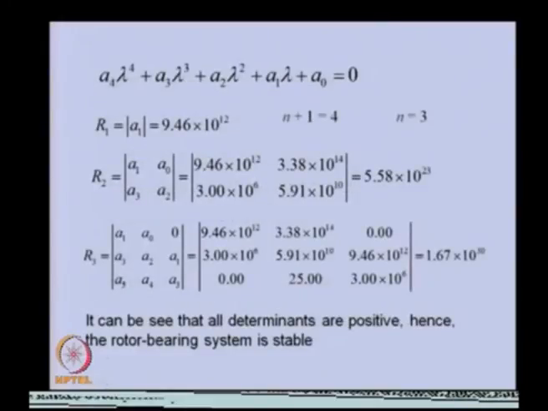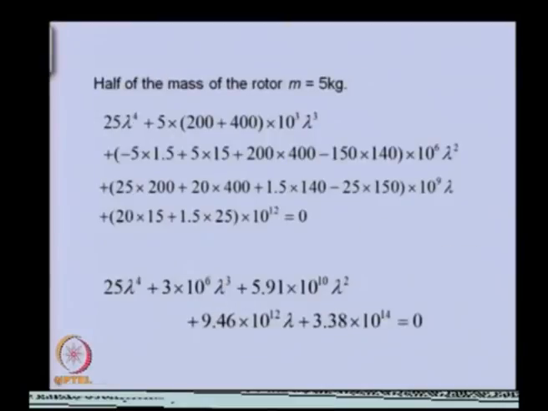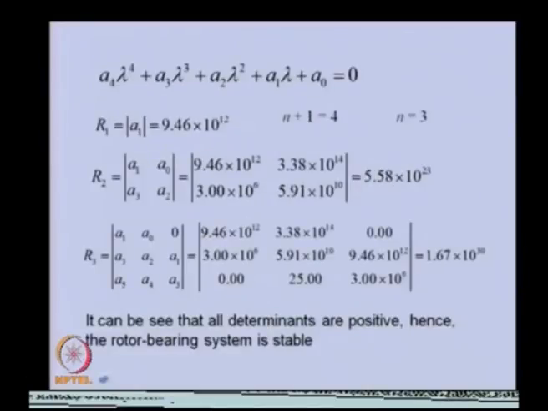Now, we will apply the Routh-Hurwitz criteria for the 4th degree. So, R1 is this one, the determinants. The first criterion is that all the coefficients should have the same sign. You can see they are of the same sign, so the necessary condition is satisfied. Next, these determinants should be positive. You can see R1, R2, R3 are positive. By this we can conclude that the system is stable.